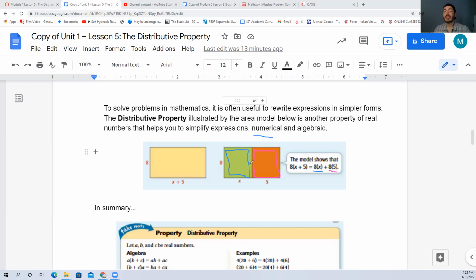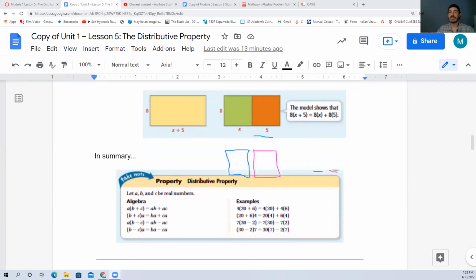And if you add them up, you'll get the total area. But we don't know what this x length is. So this is the simplest form that we could write this expression in. Or I guess it's, yeah, it's an expression.